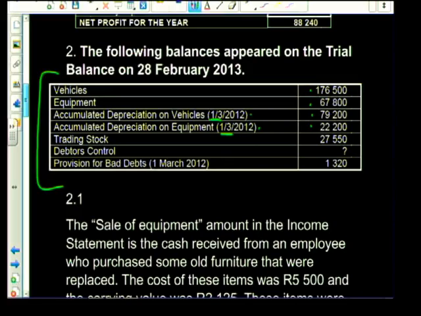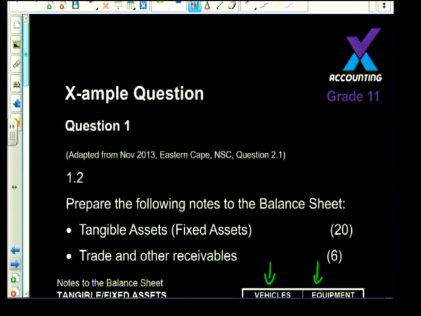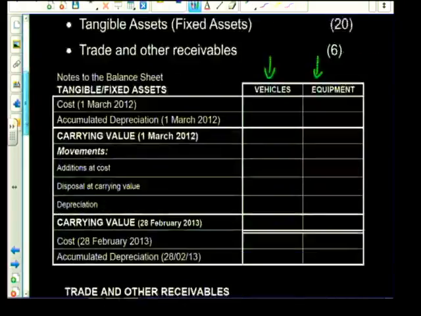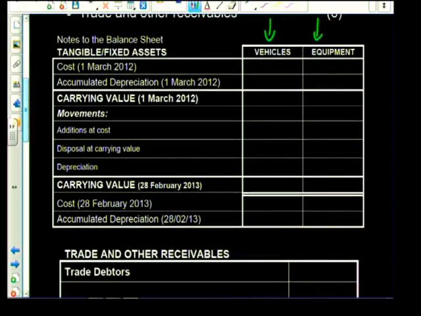They normally give you your accumulated depreciation numbers at the beginning, because in a pre-adjustment trial balance you still have to adjust for depreciation. So I'm going to take these two figures, the 79,200 on vehicles and the 22,200 on equipment, and fill them in to my note number 3. This is my accumulated depreciation on the 1st of March. In other words, it's the accumulated depreciation at the beginning of the year, not at the end. We will still have to calculate that.